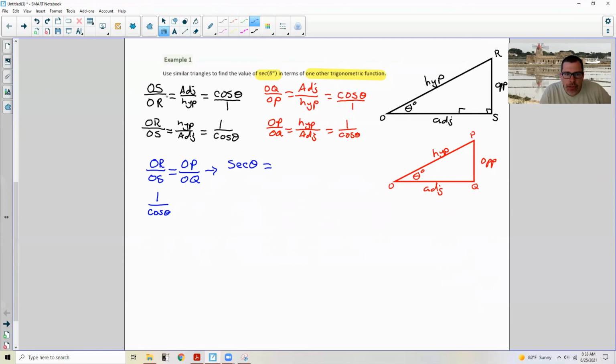And what is OP over OQ? Well, it's right here. It's 1 over cosine theta. So if I put secant theta over 1, that's the inverse of 1 over cosine. Secant theta over 1 is equal to 1 over cosine theta. It's not the inverse of 1 over cosine theta, it's equal, so I just replaced it. So secant theta over 1 equals 1 over cosine theta, and therefore we had just proven that secant theta equals 1 over the cosine of theta.